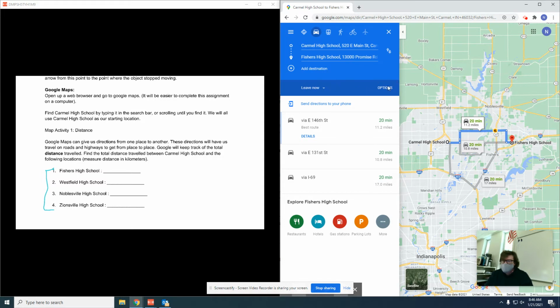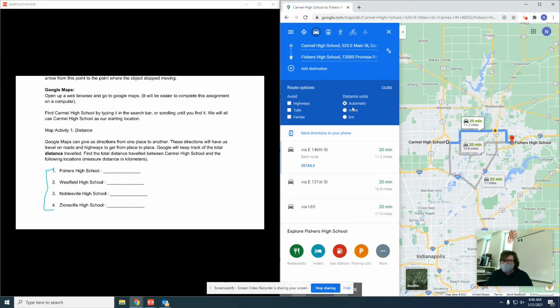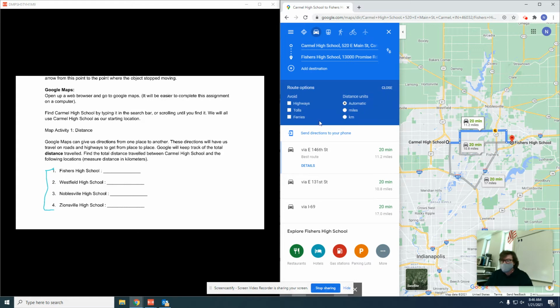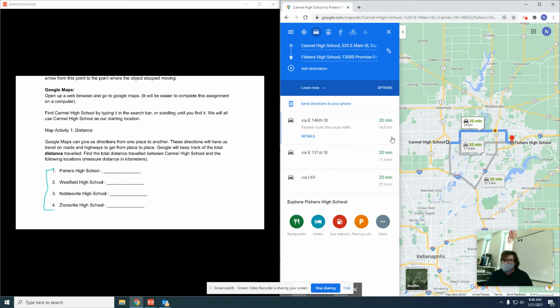As we look right now, it's giving me my measurements in miles. I want the measurements in kilometers. So if you look here, there's this options button on Google Maps. I can press options, change this to kilometers, and then I can close the rest of that out.